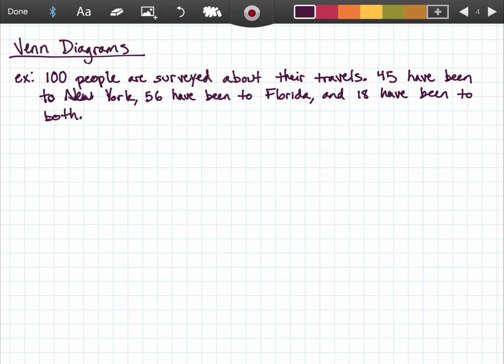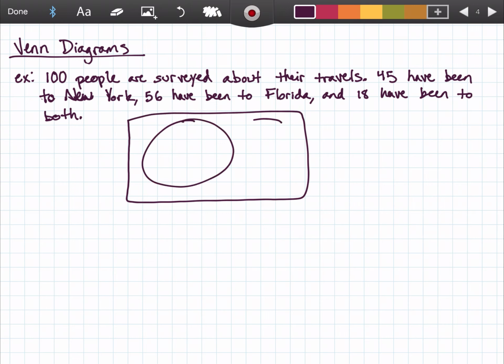We're going to look at the same example now to guide us through our last data representation, which is Venn diagrams. And we worked a little bit with Venn diagrams with sets. So here's what we're going to do: we are going to contain our Venn diagram in a rectangle with two circles in it. One of these circles is going to represent Florida. One is going to represent New York.